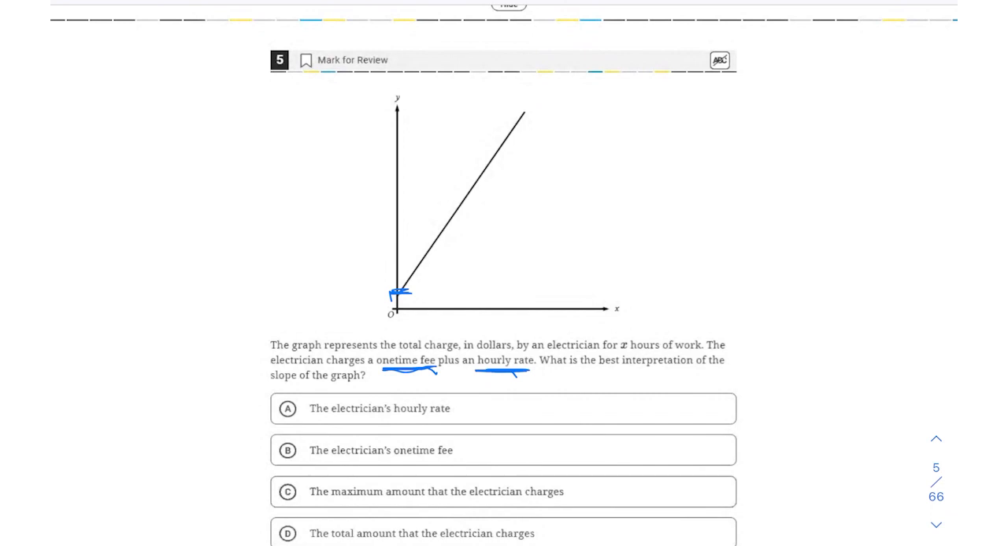So understanding how to differentiate in the text of a word problem which part is slope and which part is y-intercept is really important. And here, if we have that understanding, then when they say slope, we know that the slope here is referring to this hourly rate. That's the amount that we're going to pay per the X hours of work that the electrician does, and that's going to give us answer choice A.